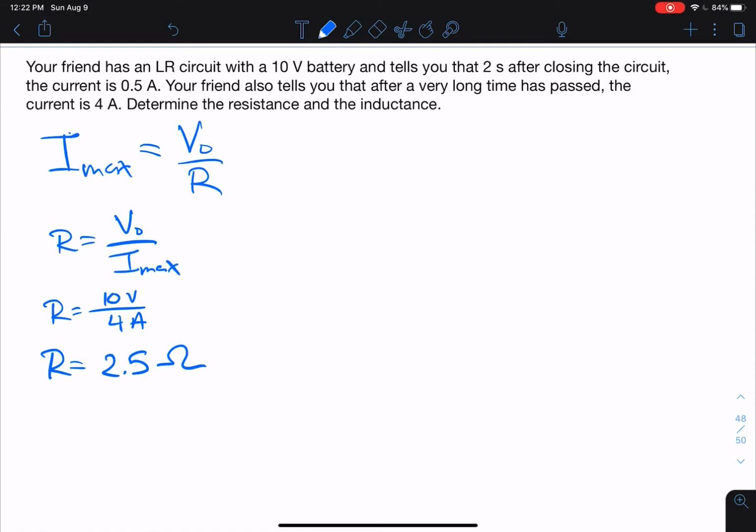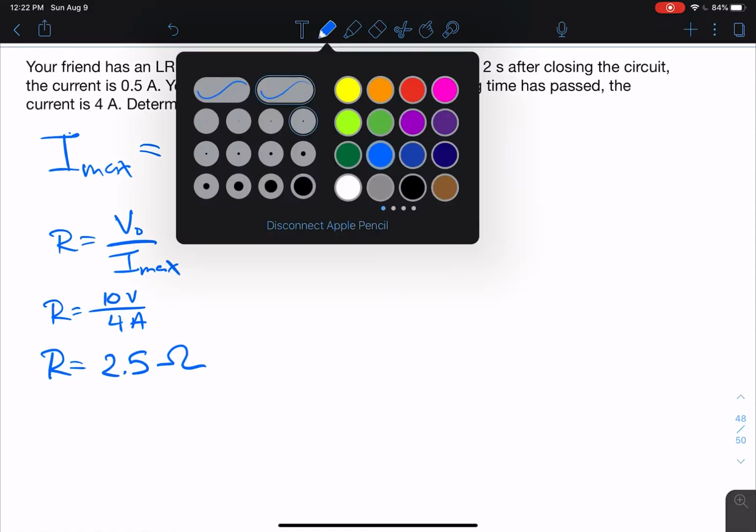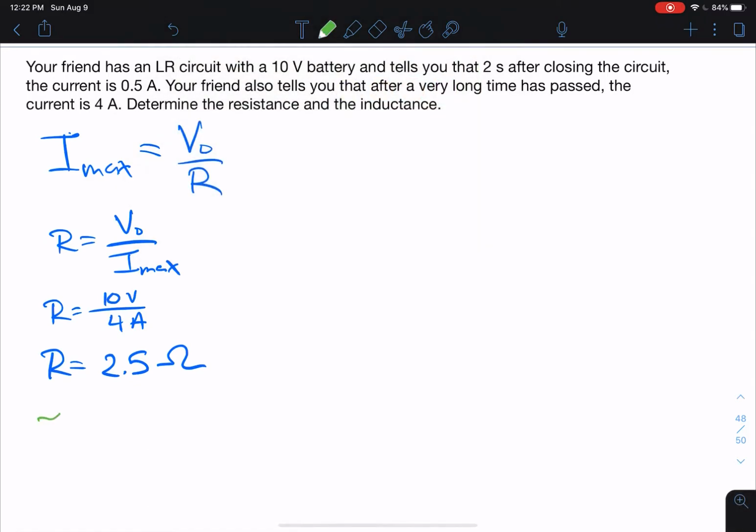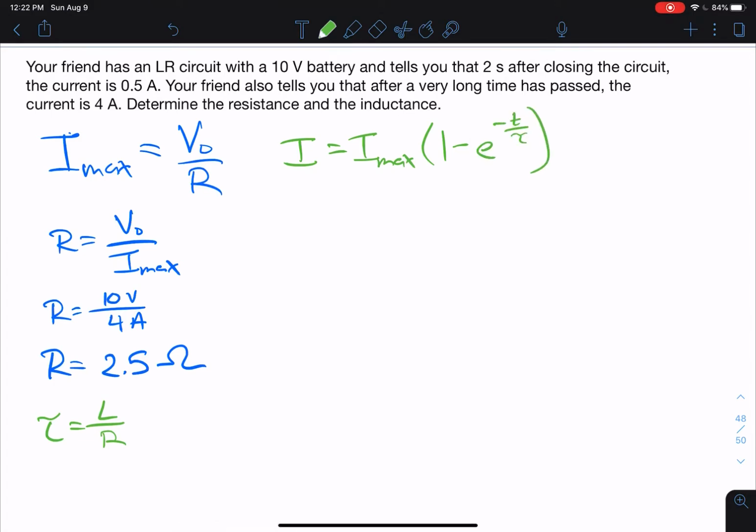To do that, the only formula we have for inductance is this one, which deals with the time constant. This is the only formula we have in the LR circuit that deals with inductance. So we need to find the time constant, which means we're going to use this formula. We're going to use this one and solve for tau.